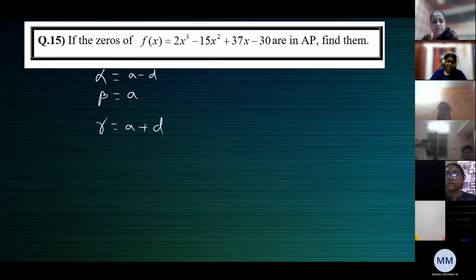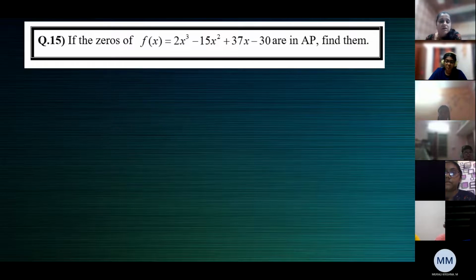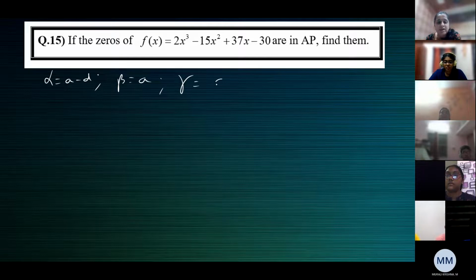The given polynomial is a cubic polynomial. Alpha, beta, and gamma are the three zeros of a cubic polynomial. And when the zeros are in AP, this is how we assume. Let alpha be A minus D, beta be A, and gamma be A plus D. Okay, so it's given that the zeros are in AP. So don't write, just listen. So let the zeros be alpha, beta, and gamma. Let alpha be A minus D. Do not write now. Beta be A and gamma be A plus D.